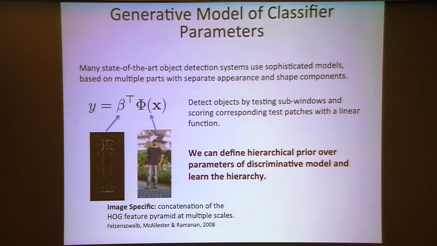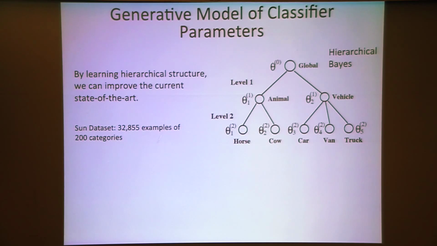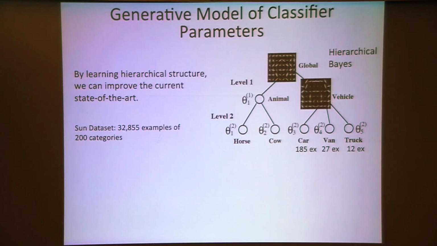But here what we can do is define a hierarchical prior over the parameters of a particular discriminative model, and we can try to learn the hierarchy. Right? And here's one particular example. Say you have 185 examples of car, 27 examples of van, and then 12 examples of truck. But if you're able to figure out that they're all basically the same, you can borrow a lot of information from cars, and that information is going to be flowing to what trucks should look like. You can do a lot.